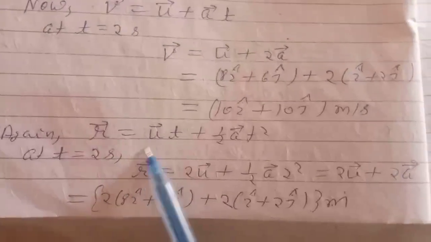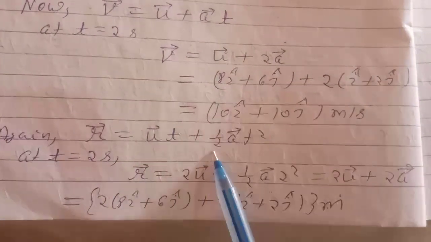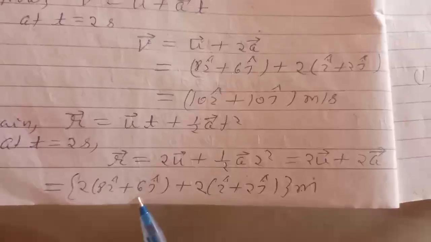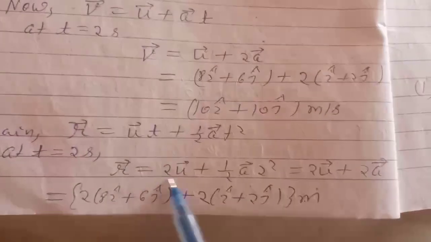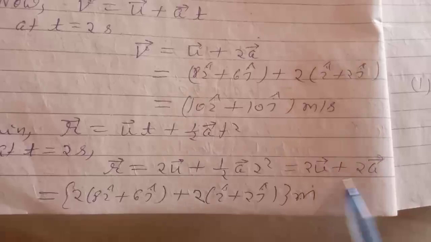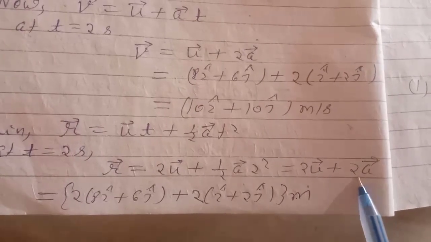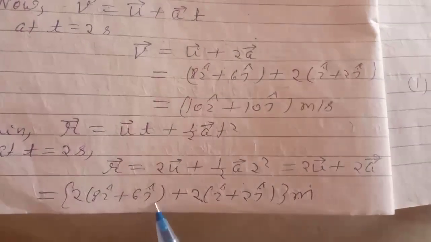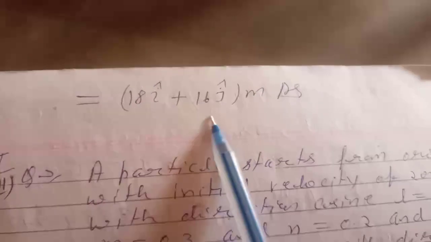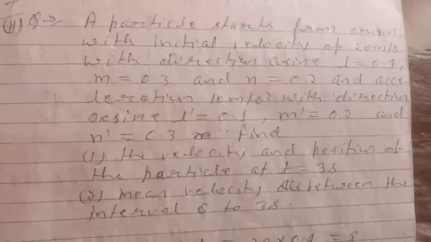Again, r vector equal to u vector into t plus half into a vector into t square at t equal to 2 seconds. r vector equals 2u vector plus half into a vector into 2 square, 2u vector plus 2a vector, or 2 into 8 i plus 6 j cap plus 2 i cap plus 2 j cap meter equals to 18 i cap plus 16 j cap meter, in the vector form, in the component form. Next.